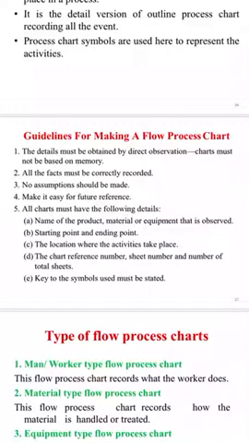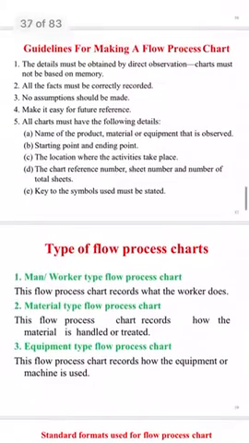Fifth, all charts must have the following details: the name of the component, material or equipment which is observed, then the starting point and the ending point. Then the location where all activities take place. Then the chart reference number, sheet number and the number of total sheets. And fifth, the key to the symbols used, that is, which symbols are going to be put in the chart, must be stated.